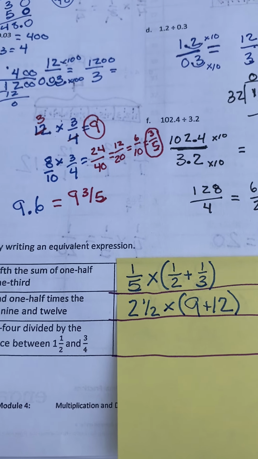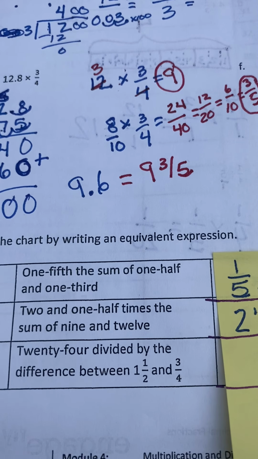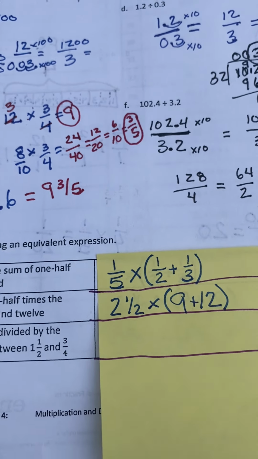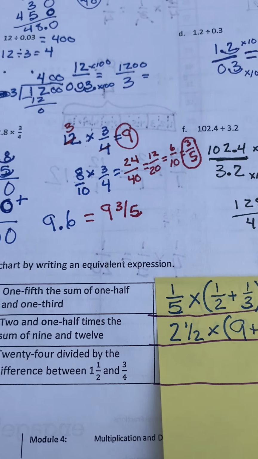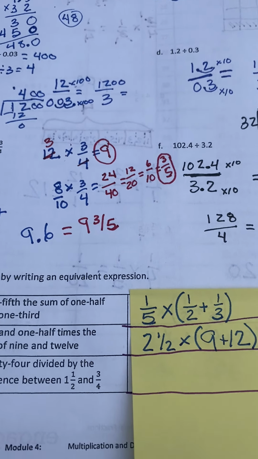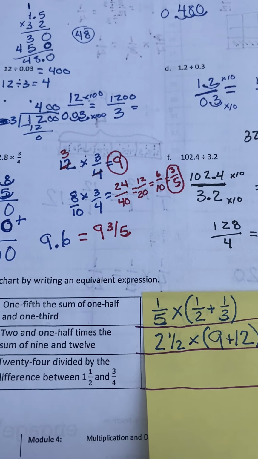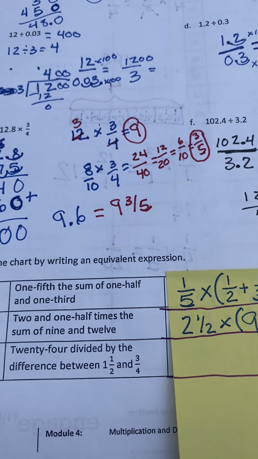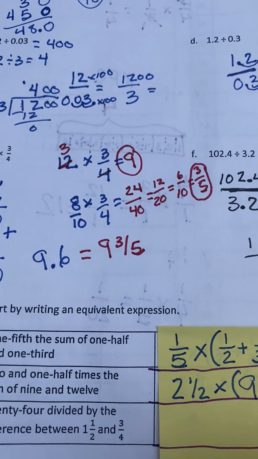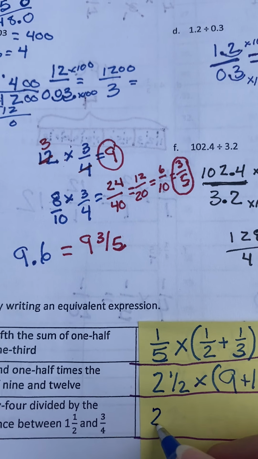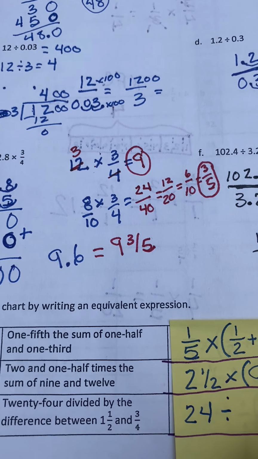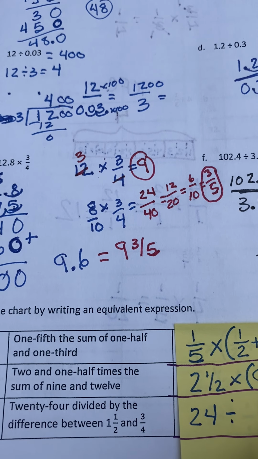Our last one is 24 divided by the difference between 1 1/2 and 3/4. It doesn't matter what order you divide things in, so we have to make sure that that division goes in the right place. Does it go in front of the other operation or does it go in the back? So let's read it again and see. 24 divided by. Yep, 24 would go first. So 24 divided by, now what is it going to be divided by? The difference between 1 1/2 and 3/4.